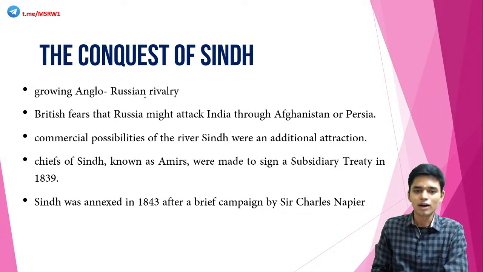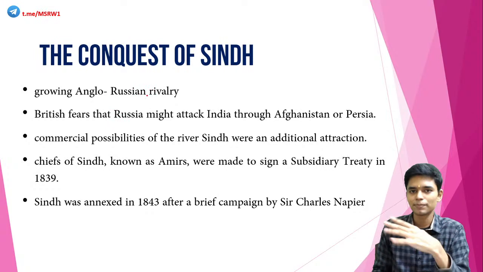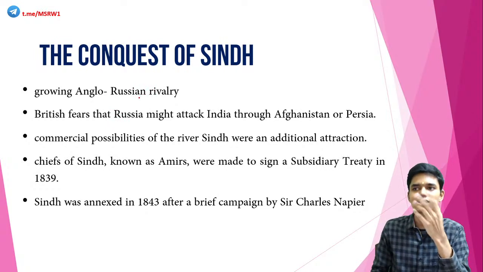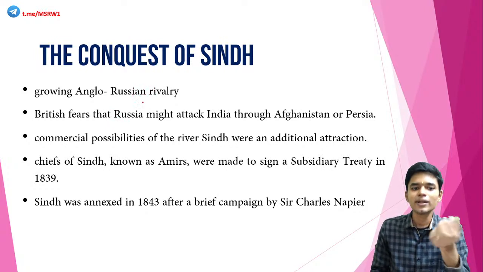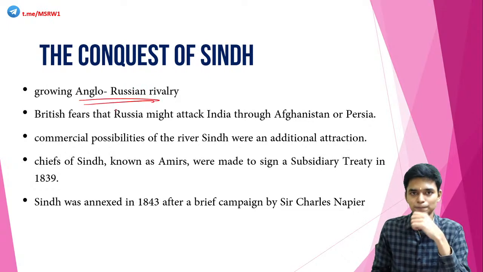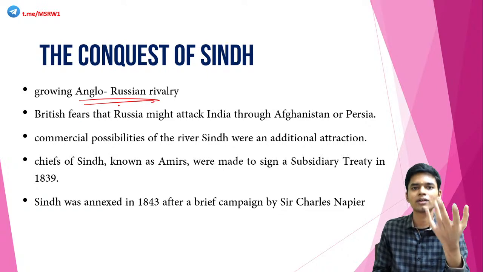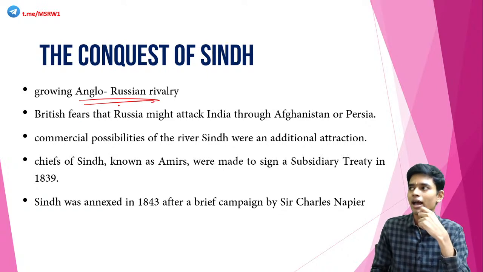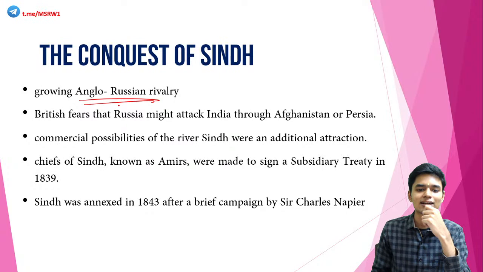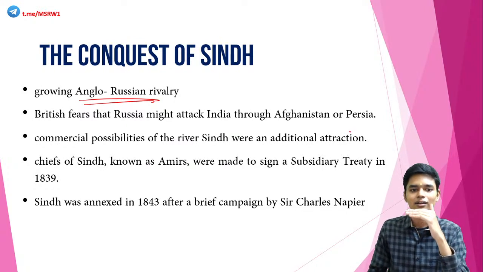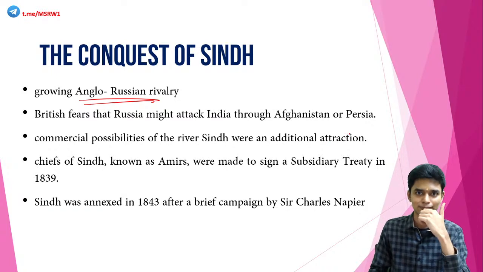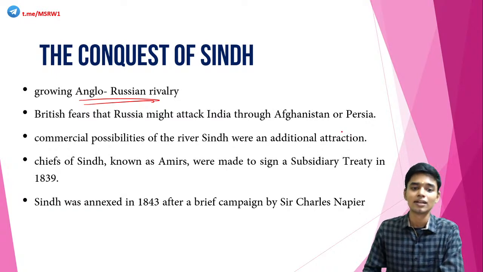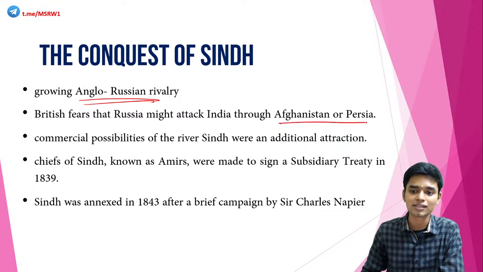So, what was the reason that prompted Britain to conquer Sindh? What was the attraction of Sindh? The primary attraction was Anglo-Russian rivalry. England and Russia were prominent rivals at that time. British fears that Russia might attack India through Afghanistan or Persia actually made them conquer Sindh. British feared that Russia might attack India through Afghanistan or Persia.